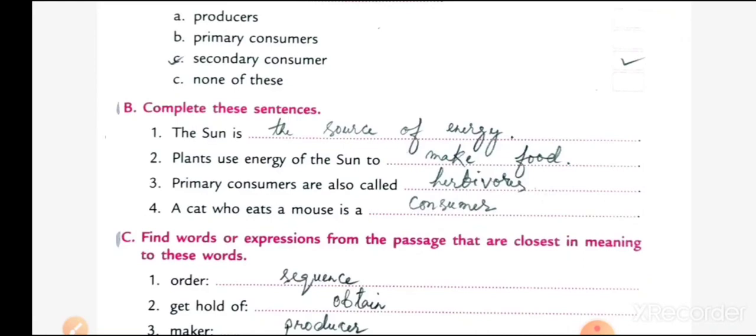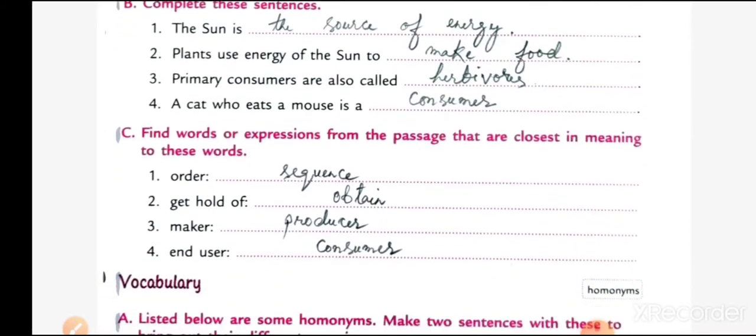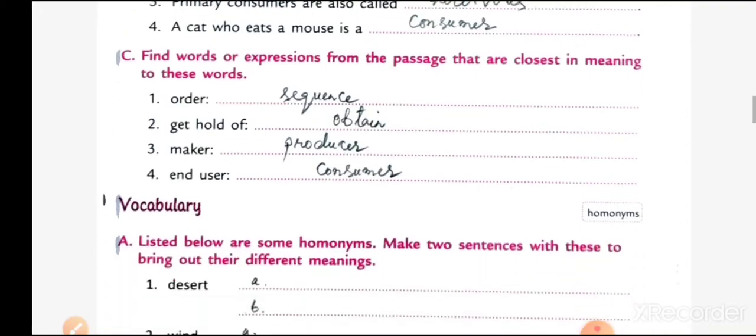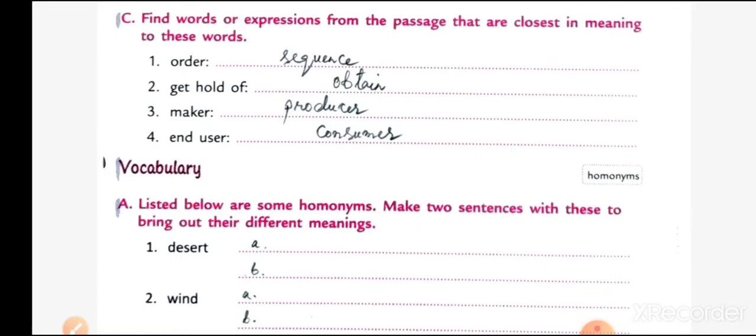Complete these sentences. The sun is the source of energy. Plants use this energy of the sun to make food. Primary consumers are also called herbivores. A cat who eats a mouse is a consumer. Find words or expressions from the passage that are closest in meaning to these words. Order, sequence. Get hold of, obtain. Often, maker, producer, and users, consumer. You can try all these exercises yourself first in your workbook textbook, and after that you can check the answers here.